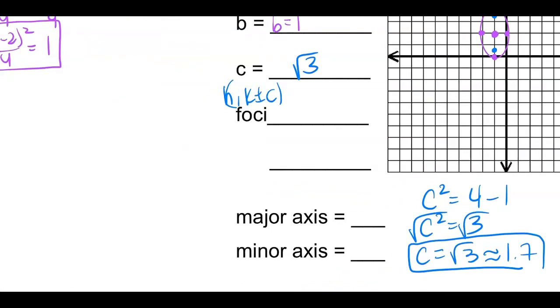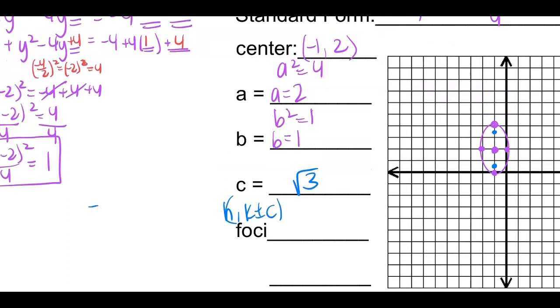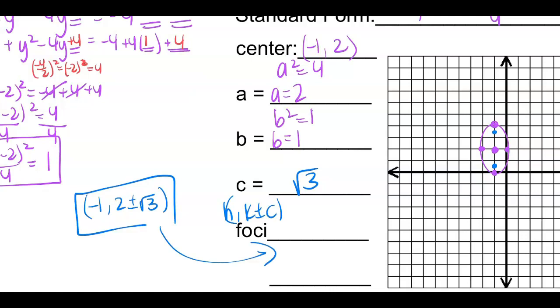I'll do it over here. H is -1, comma, k, which is 2, plus or minus c. These are my formulas that I would write right in here. So if you want to rewrite both of them, you can.